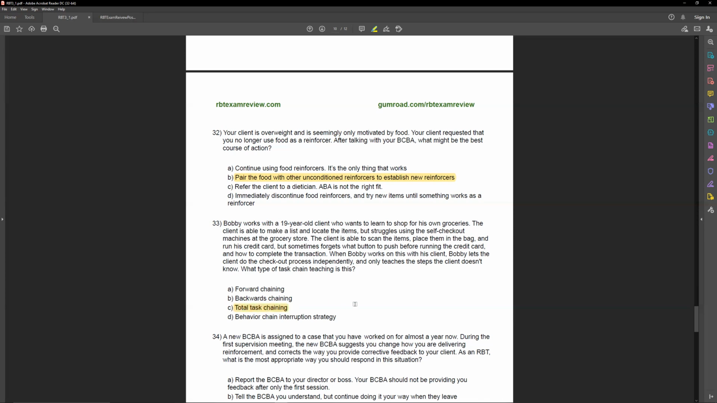And then behavior chain interruption strategy is when you interrupt the behavior chain and introduce a new stimuli, and not what we're doing here. Okay, Bobby is teaching the whole checkout process and only teaching those 2 steps his client doesn't know. So again, don't be intimidated by the long questions. Okay, figure out what the question is asking you and use the information to answer that question.